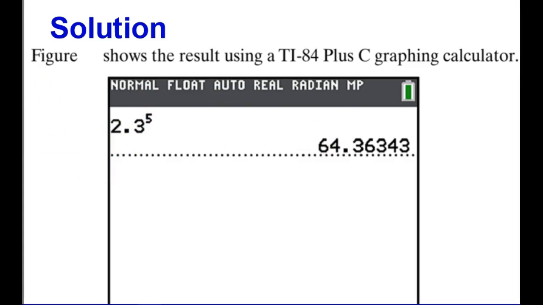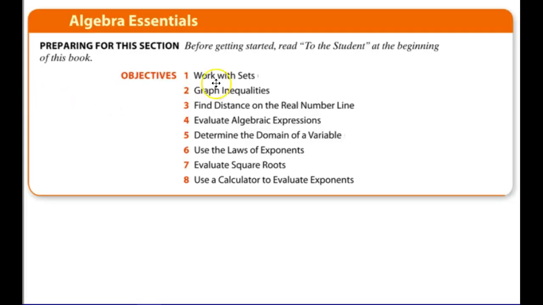Okay, so now let's go back and just look at our learning targets, make sure that we understood what we were doing. Working with sets, this may be the only real new thing that we've done in this section, so make sure that you understand the different notations. Then we graphed some inequalities and found distances on number lines. Evaluating was just where we plug in the numbers that were given. So we looked at the domain, which is all possible input values or x's. We looked at the laws of exponents and some square roots, and then we looked briefly at what a calculator would look like.